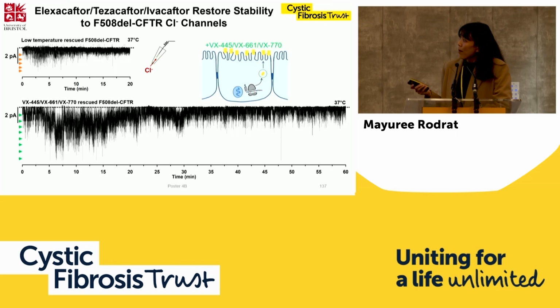So, based on these data, we suggest that the ETI rescued F508del CFTR are stabilized at the apical membrane where they transport chloride for much longer.